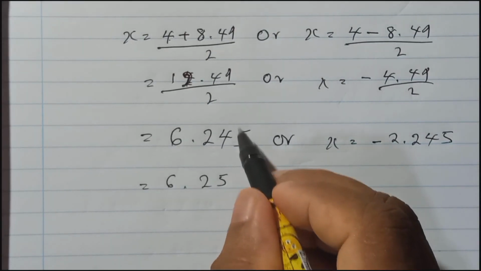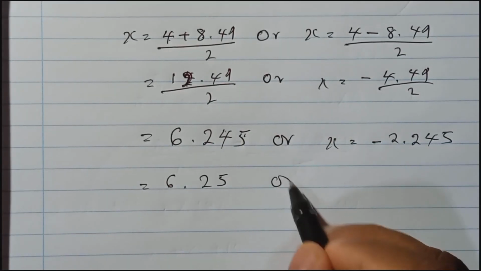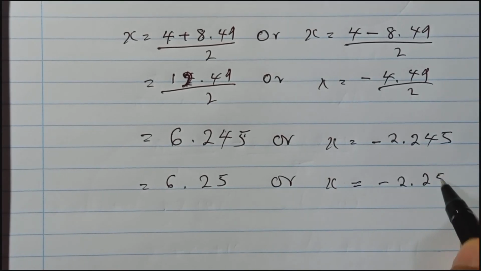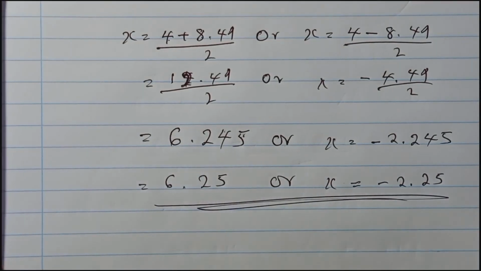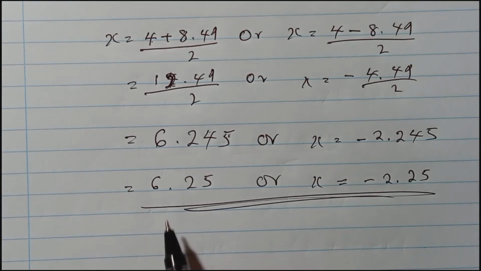Because this is equal to 5, we have to add 1 here, so that's why. Or x equals minus 2.25. This is the final answer for x. That means that in the circle, that x value will be this, right?